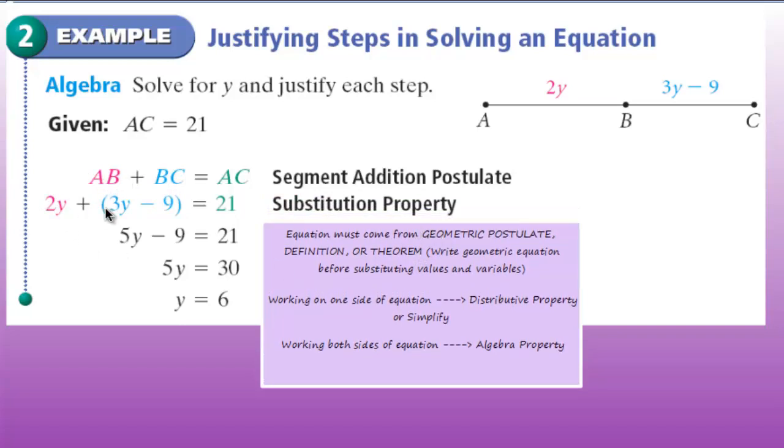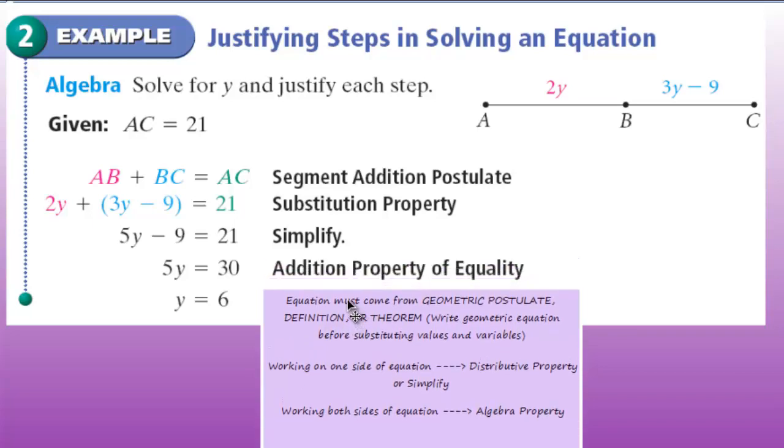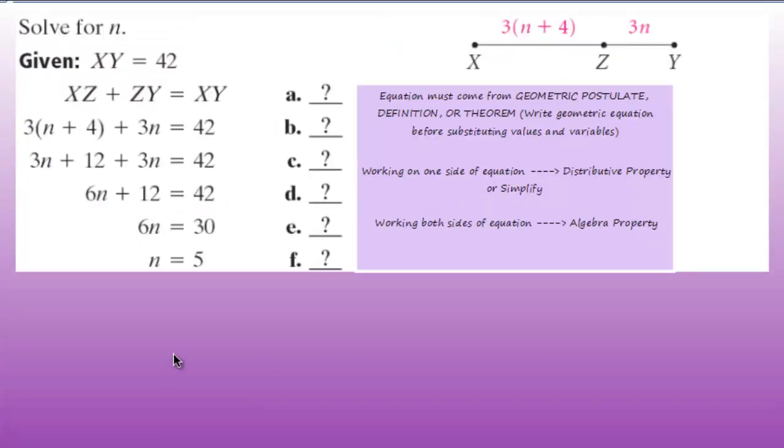So then how do we get from 2y plus 3y? We're adding, but it's on the same side. We're not moving anything over, so that's not the addition property. That's simplifying. And then we are going to add 9 to both sides, so that would be addition property. And then we're going to divide by 5. That would be the division property. Okay, every step has a reason.